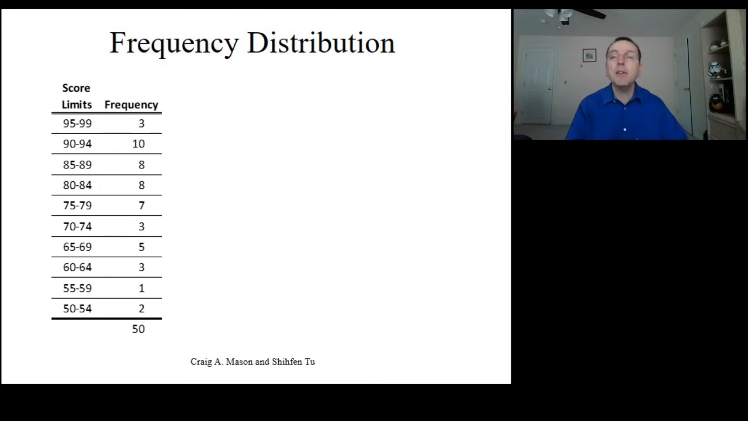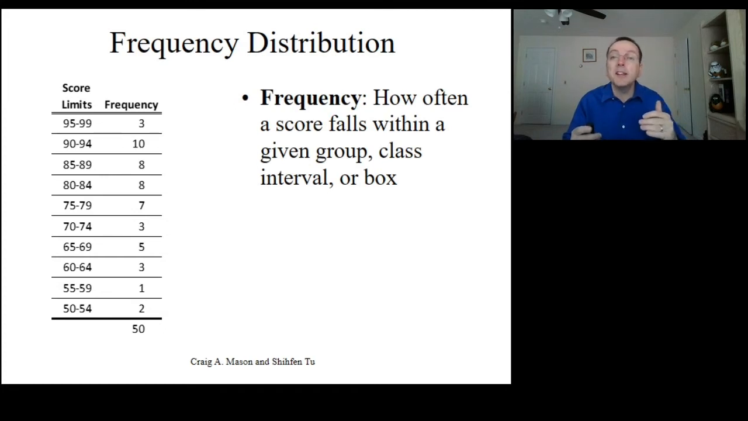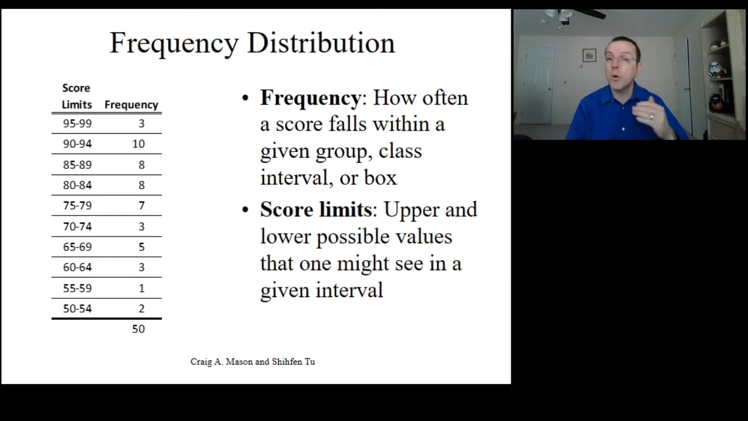For this example, let's make a frequency distribution for test scores of 50 different students for whom the scores are whole numbers that range from, say, 52 up to 98. To begin, we take all of those raw scores and place them into groups or class intervals, or as I like to call them, boxes. The frequency is the number of scores that have values in the range of a given interval or box. The score limits are the lower and upper possible observed scores for each interval.